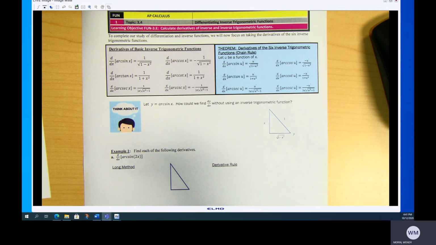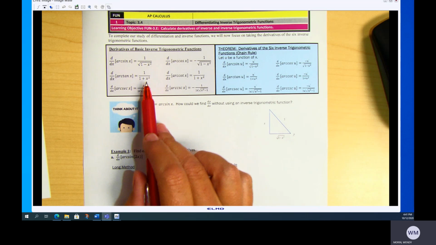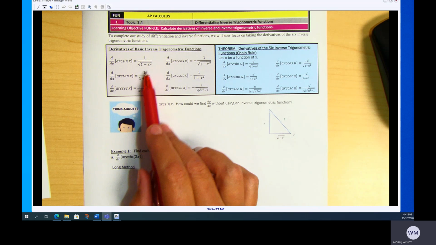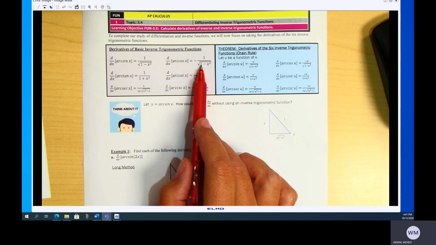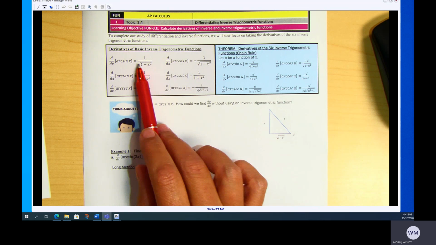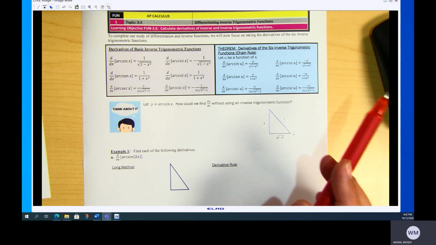Okay, so you have your inverse sine or your arc sine. It's 1 over the square root, so you can read through these. That's a negative 1 over the square root of 1 minus x squared. So notice this is a positive 1, this is a negative 1.